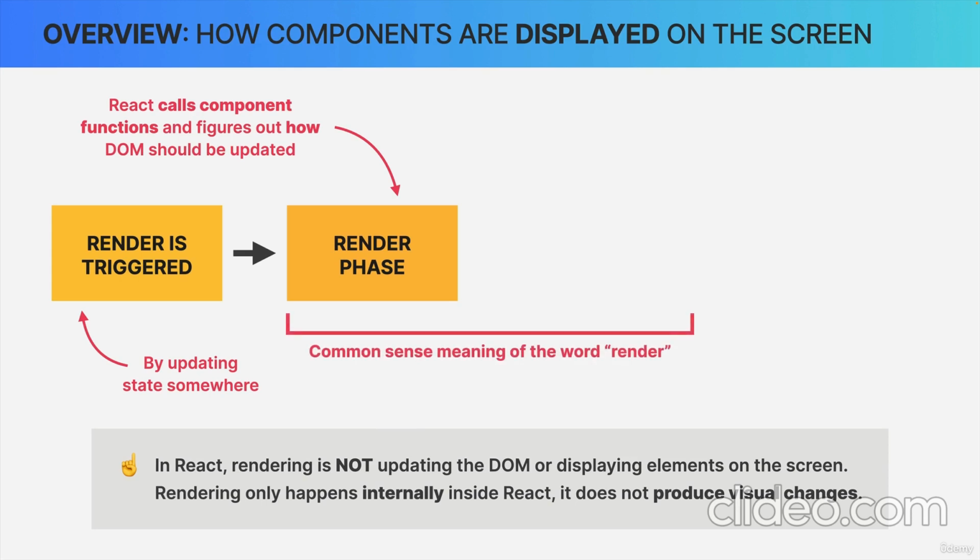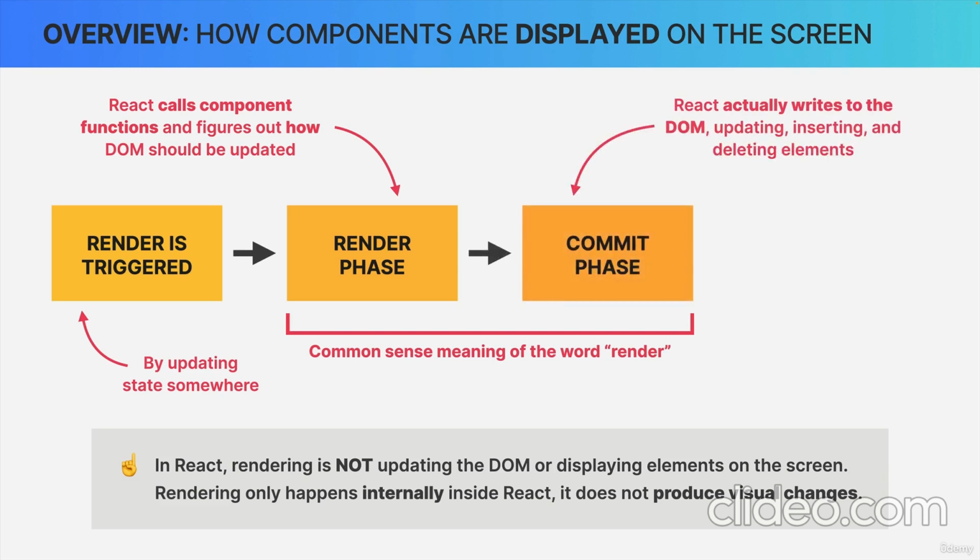And speaking of that next phase, once React knows how to update the DOM, it does so in the commit phase. So in this phase, new elements might be placed in the DOM, and already existing elements might get updated or deleted in order to correctly reflect the current state of the application. So it's really this commit phase that is responsible for what we traditionally call rendering, not the render phase.